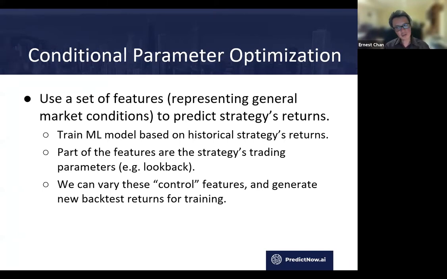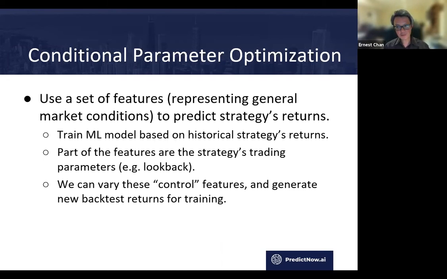After that, train a machine learning model based on your historical strategy returns and this big data, trying to predict those returns. So you are trying to predict your strategy return. You're not trying to predict the market's return. So you are trying to mimic your strategy as much as possible using this sort of big data.